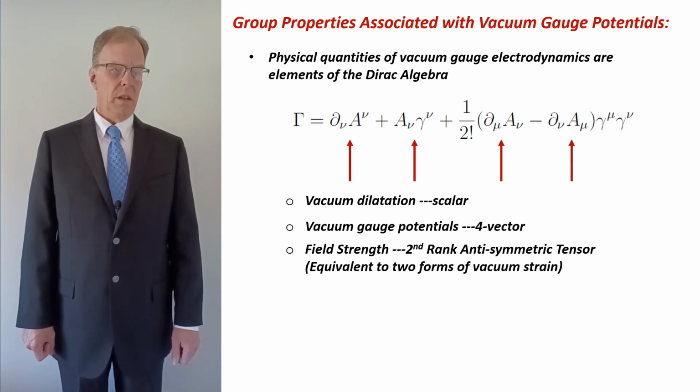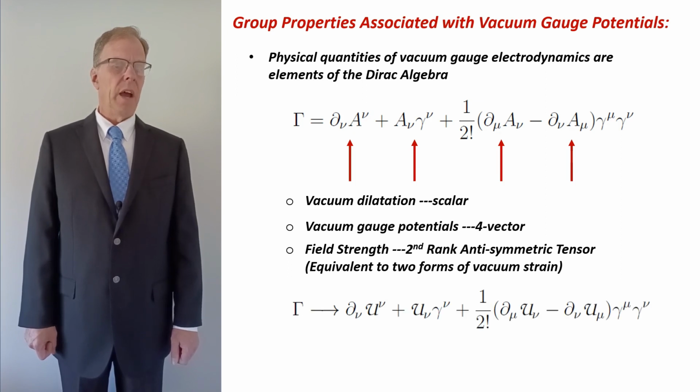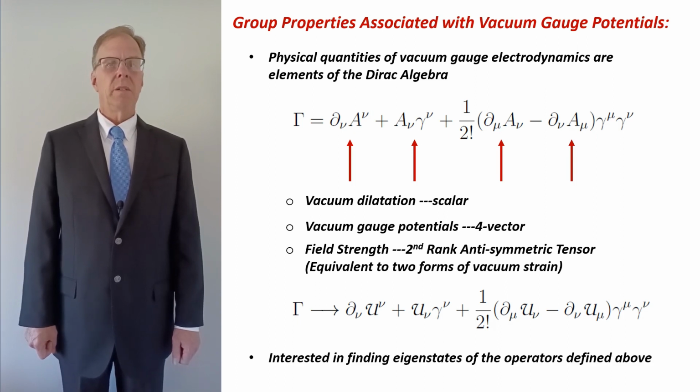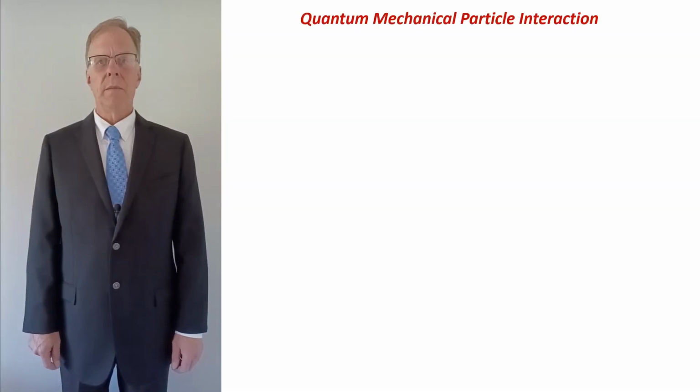We also note that while this formula is written in terms of potentials, we can also extract the fundamental surface charge density and write everything in terms of the vacuum dilatation vector. The rest of this discussion is all about finding eigenstates of potentials and field operators defined by capital gamma. Now let's build a quantum theory for the electron velocity fields.